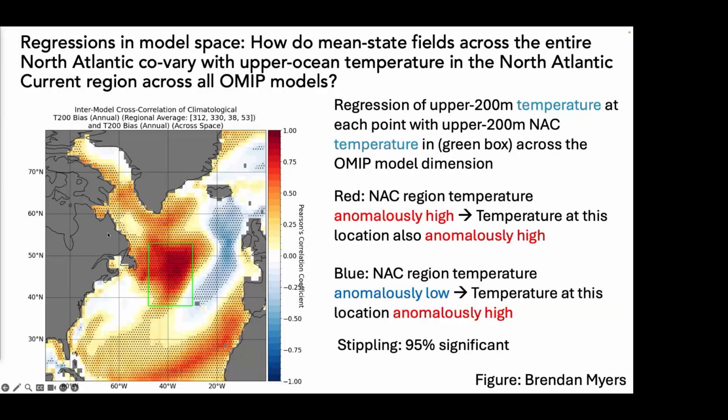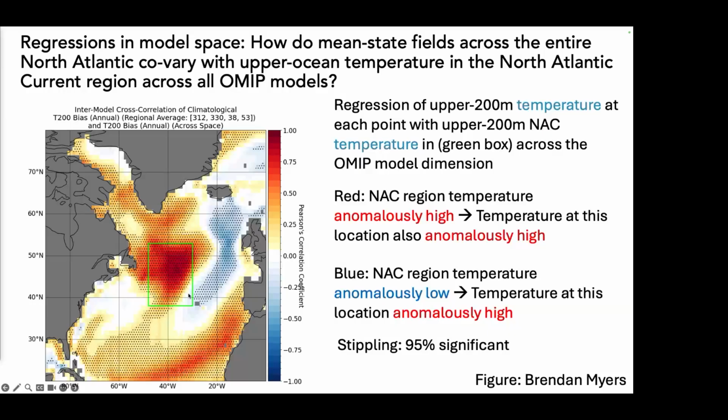Wherever it is red, that implies that when temperatures are high in the North Atlantic current box, temperatures are also high in this region. Where it's blue, it says when temperatures are high in the North Atlantic current box, it is anomalously cold here, or vice versa. If a model is anomalously cold here, where you have that bias, then these are also other regions where it should be anomalously cold. So red means that location's temperature goes together with the bias in the North Atlantic current region, and the opposite means they anomalously go against each other.